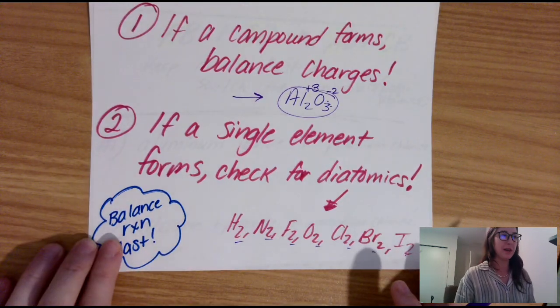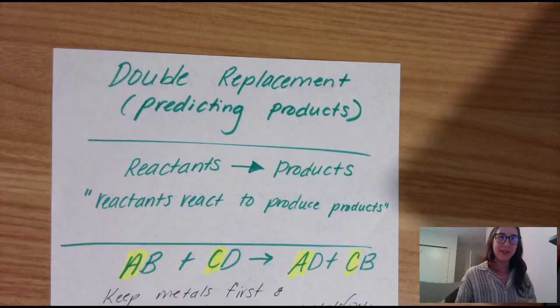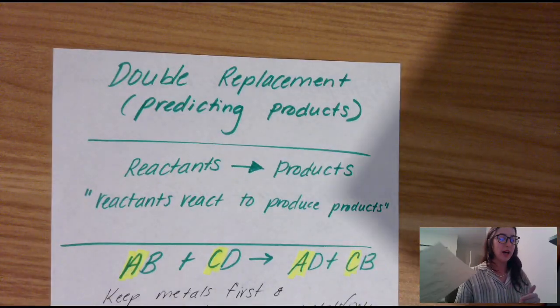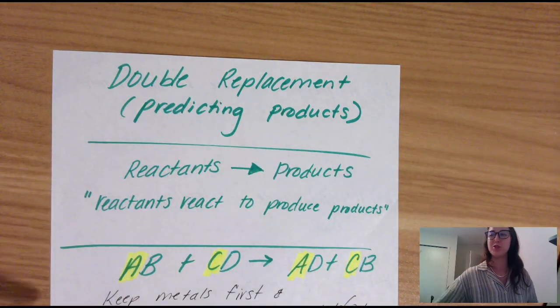As always, make sure you balance your chemical reaction last. For the time of this video, I will not be balancing the chemical reactions in total because I just want to focus on the skill of predicting products of double replacement reactions, okay?